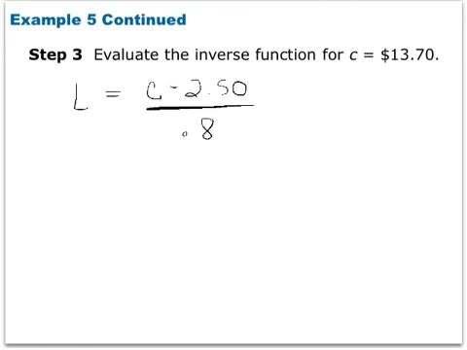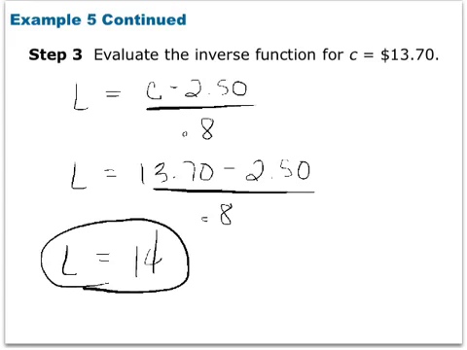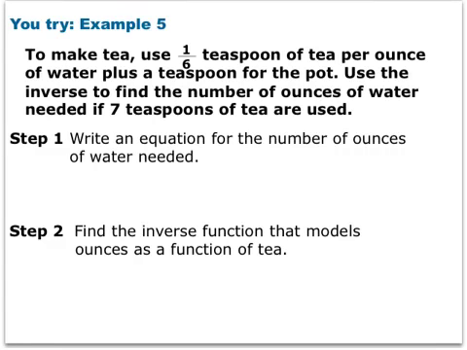So we're going to evaluate this function for C equals 1370. Minus 250 divided by 0.8. Get out your handy dandy calculator, crunch some numbers, and I am left with this list price being $14. Okay, you try this one.